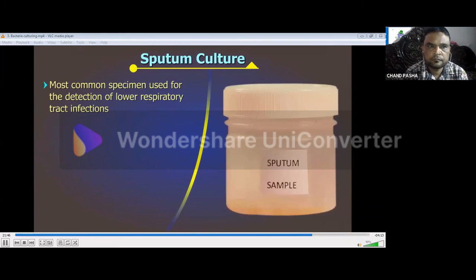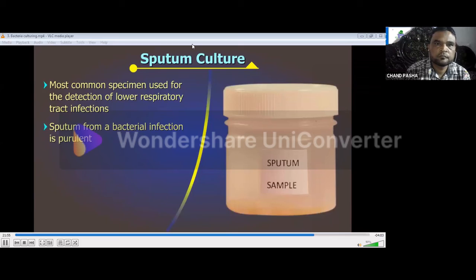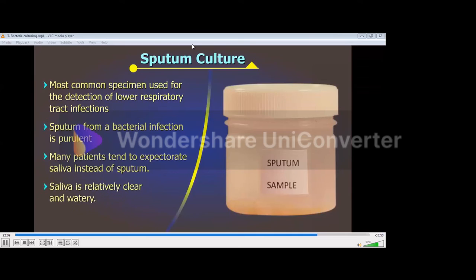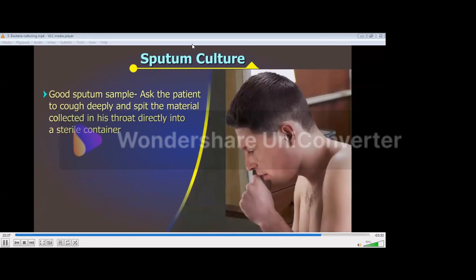Sputum culture. The most common specimen used for the detection of lower respiratory tract infections is sputum. Sputum from a bacterial infection is purulent, that is, consisting of pus, contains yellow or green opaque material as well as clear mucoid secretions. Many patients tend to expectorate saliva instead of sputum. Saliva is relatively clear and watery. The laboratory staff should be able to distinguish between a true sputum sample and saliva. Saliva samples should be rejected as culture results of saliva are very misleading.